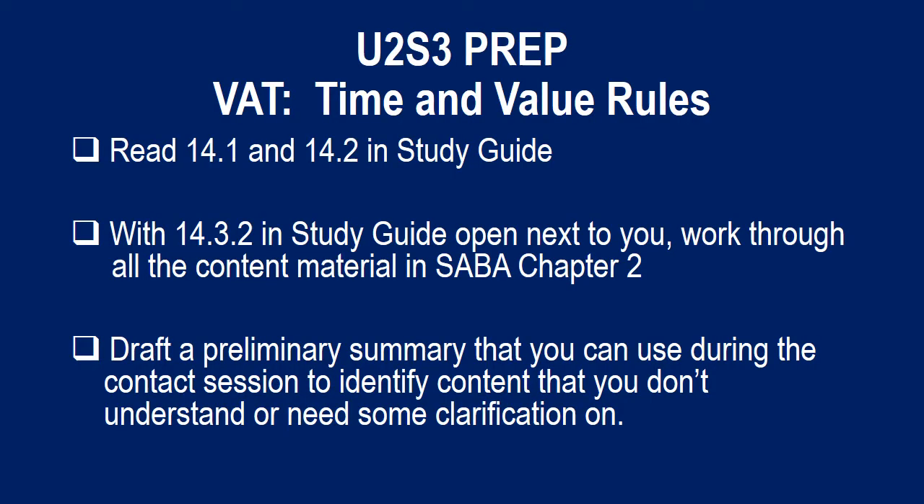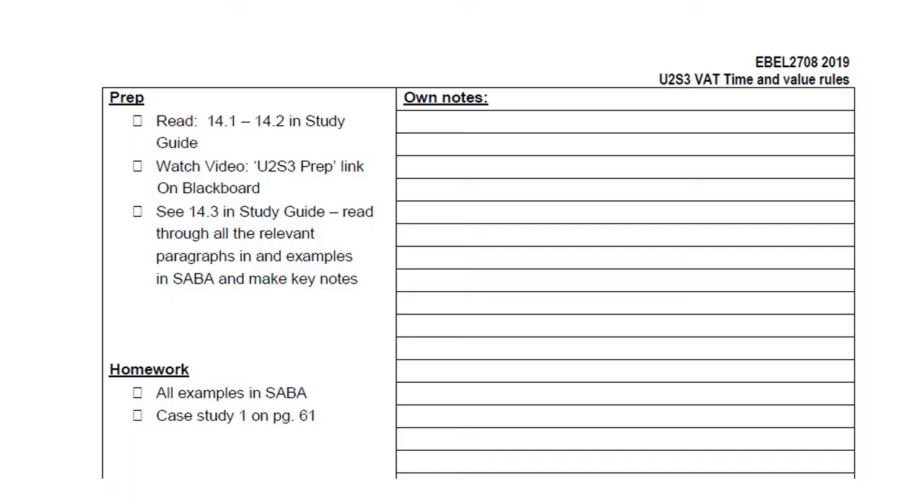Right, so once you've done that, in other words, you've read through 14.1 and 14.2, you've gone through 14.3.2, my next suggestion is that you do a draft summary that you can use during our contact session to identify content that you don't understand or need some clarification on. You can decide why and how you want to use that summary. It's just a good idea to start putting it down, because immediately it forces your brain to start making the connections between what it is that you read and what it is that we'll be looking at in class.